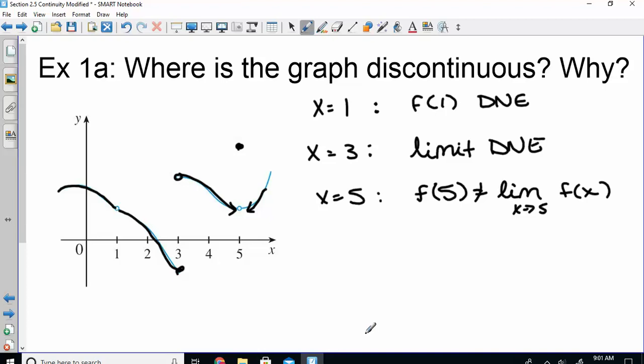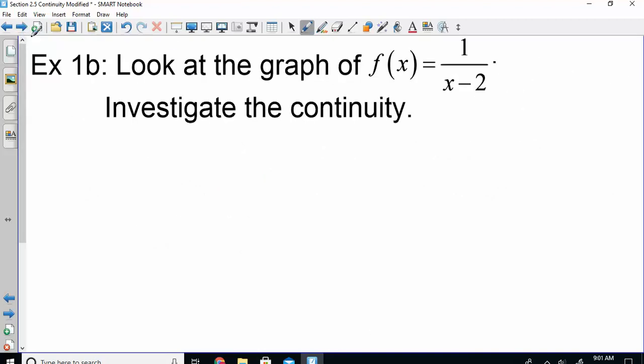So far, so good? Let's look at another one. All right, I told you to look at the graph, but then I didn't give you a picture of the graph. So let's draw one.